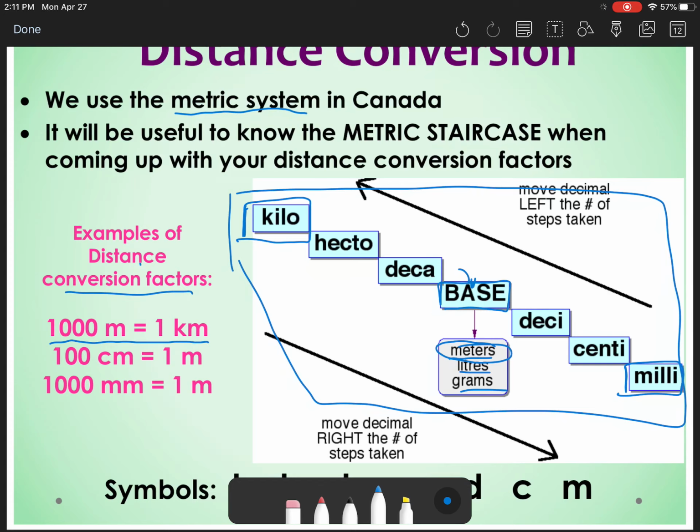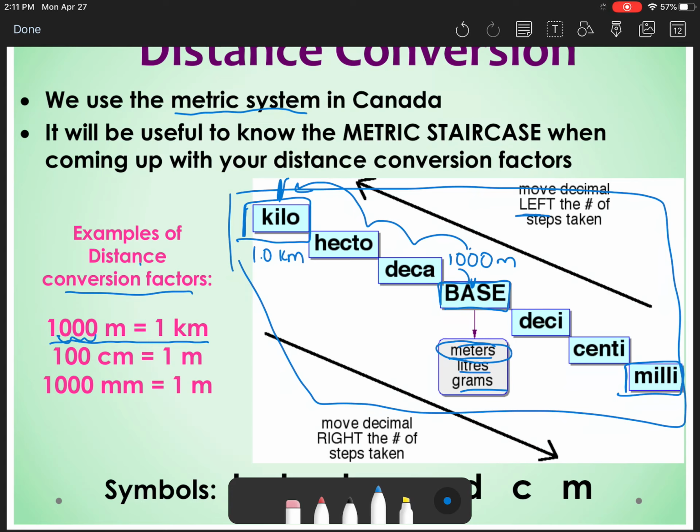So let's see what that would look like. If I have 1,000 meters here, and I have to get all the way up to kilometer, I'm going up the staircase, or left, 1, 2, 3 steps. Now I move the decimal 1, 2, 3 steps, which gives me 1.00 kilometers.